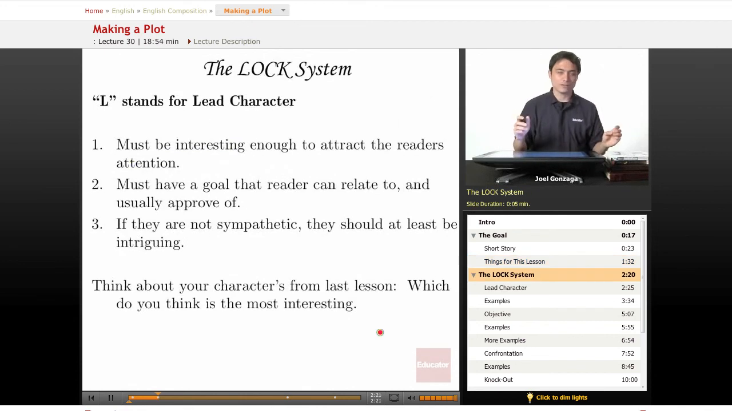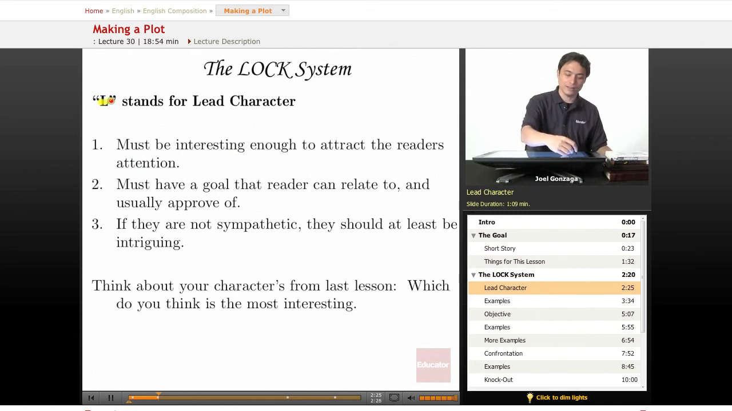So, LOCK is an acronym. L-O-C-K. What does L stand for? L stands for lead character. First off, this lead character must be interesting enough to attract the reader's attention. Additionally, this character must have a goal that the reader can relate to and usually approve of.